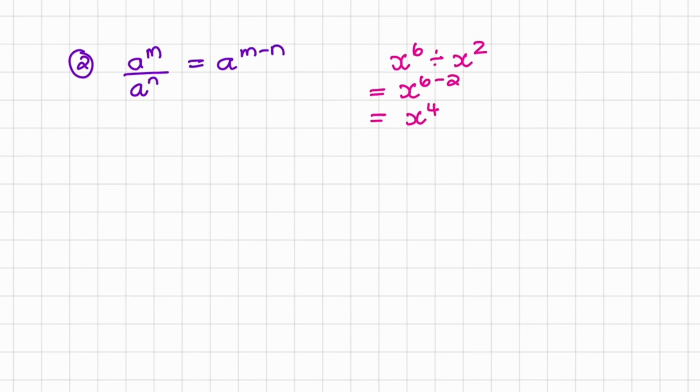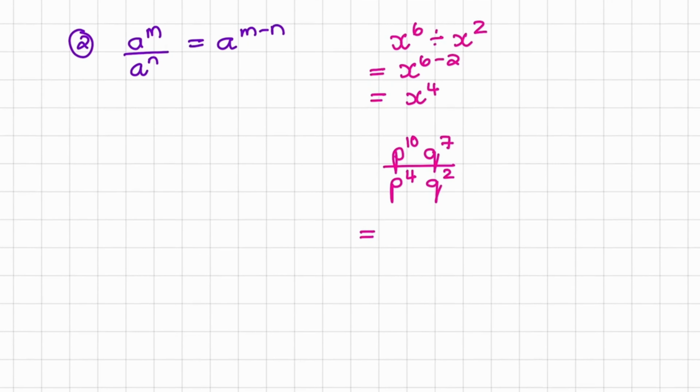Another example would be if I have p to the power of 10, q to the power of 7, divided by p to the power of 4, q to the power of 2. Now, in order to apply the law of exponents here, we would say this is p to the power of 10 minus 4 times q to the power of 7 minus 2. And that simplifies to p to the power of 6 times q to the power of 5.